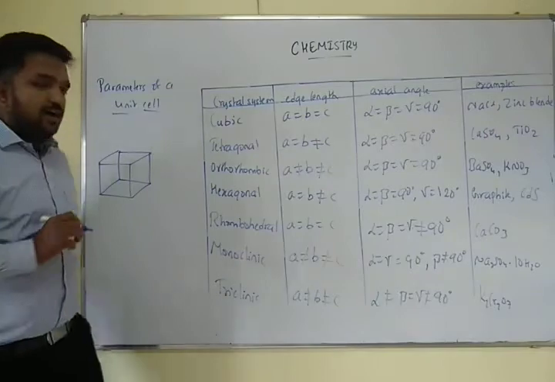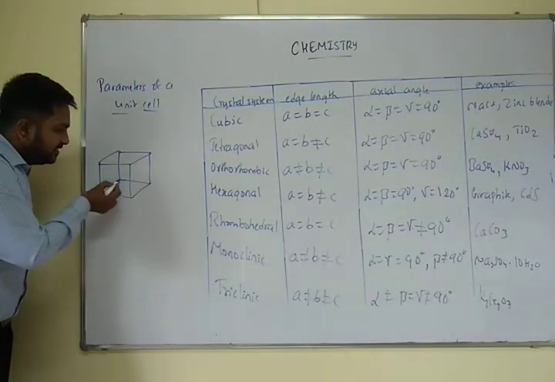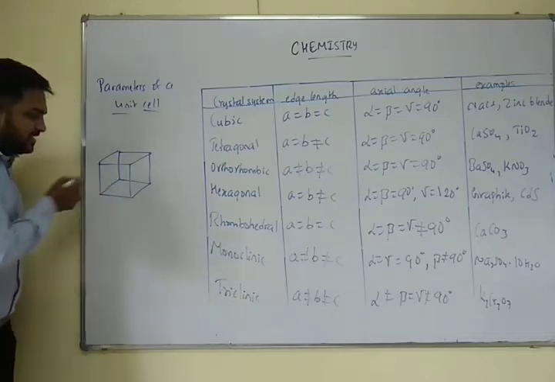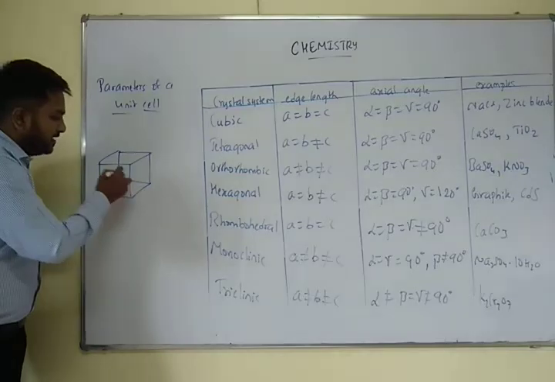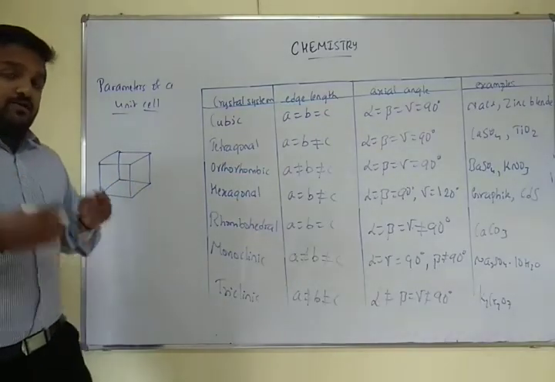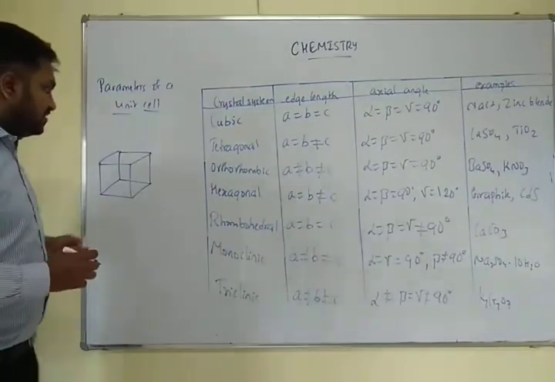So if you want to draw a simple unit cell, this is how a simple unit cell looks like. See, if you vary these edges, you can change the entire crystal. And also, if you vary the angles between them, you will get a different crystal which is different from the original crystal lattice.